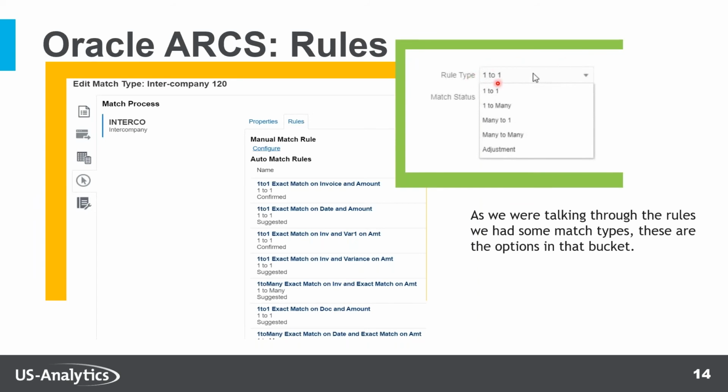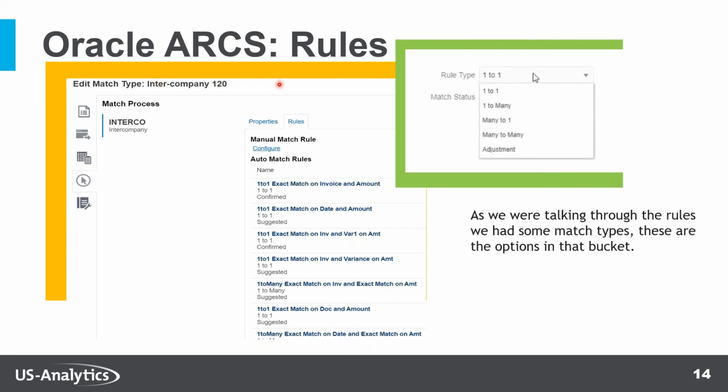So again, in the rules, you can have multiple formats. So you can have one-to-one. In some cases, you might have one-to-many. In a situation where you might be trying to compare payables versus cash payments, you might have several invoices to one cash payment, things like that. So you have choices in terms of what types of transactions you're going to allow the system to match up. So one-to-one, one-to-many, many-to-many, and then you have your adjustment field, which we'll talk about in a minute.